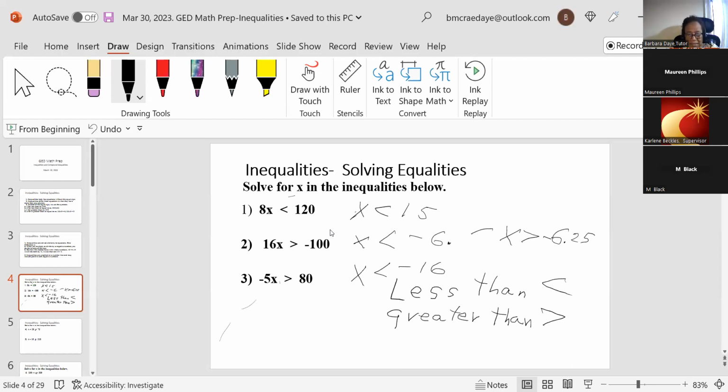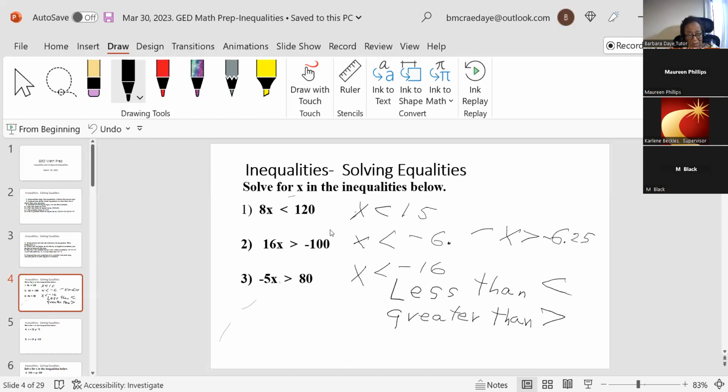Is that what you had, Mercedes? No, she got... Number 2 should be, pardon me, Maureen, just a minute. What did you have, Mercedes, for number 1? For number 1, I have x is greater than 15. But this is a less than. Mercedes, that's a less than for number 1. Yeah, but I reversed the sign. Why did you reverse it? You're not dividing by negative. Oh Lord. That's what Maureen was telling you. I have it right, and then I do it the other way.